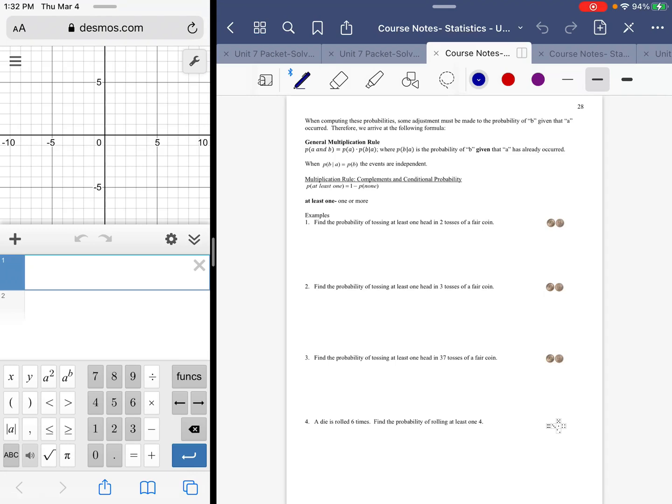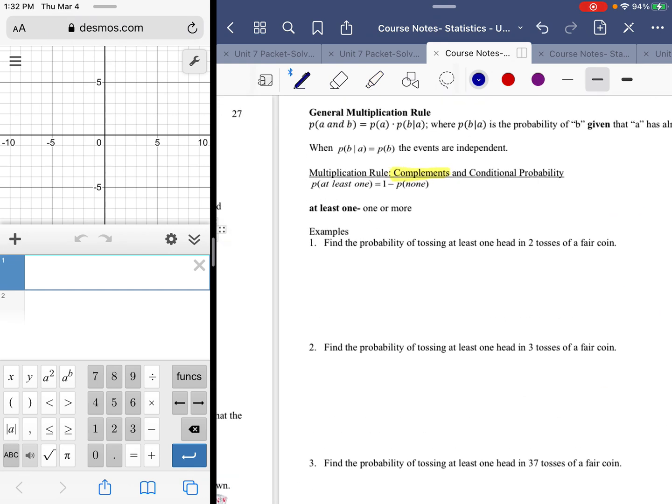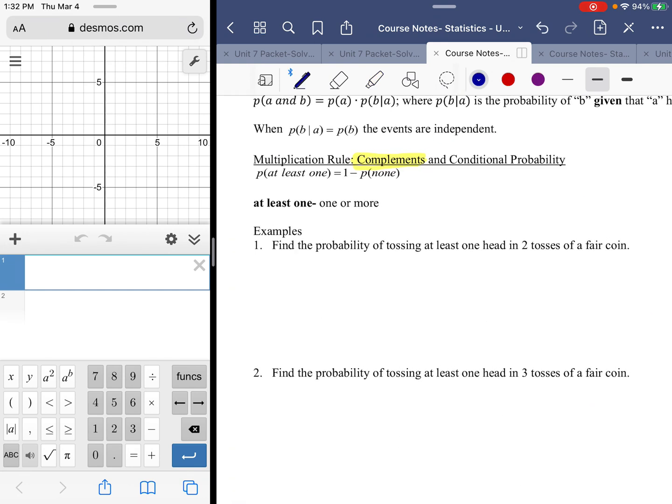Okay, so we're looking at the general multiplication rule, but in a different sort of light here. When we talk about complements and conditional probability, specifically the complements component, we're really talking about the idea of using the event that you're not interested in to help you figure out the probability of the event that you are interested in. All right, so we're going to focus on a particular case, the case of at least one, right?